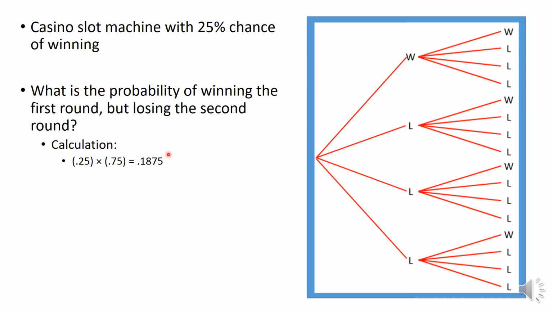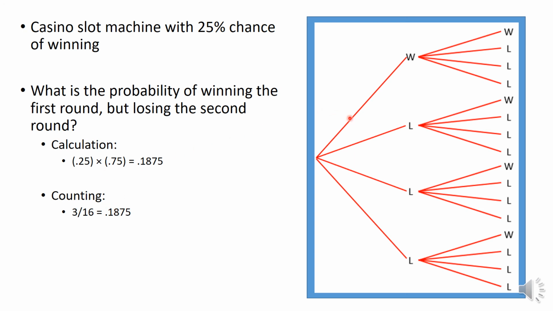Now the other way is doing the counting method. So here we'll count how many of these 16 ways do we win the first time and lose the second time. All right, here's 1, there's 2, and there's 3. Those are our 3 possible ways of winning the first time and losing the second time. So that's going to be 3 out of 16 again, and that's equal to 0.1875.